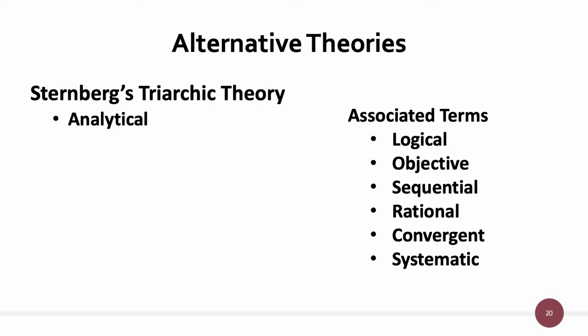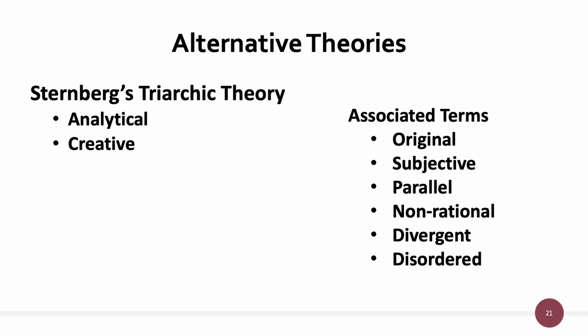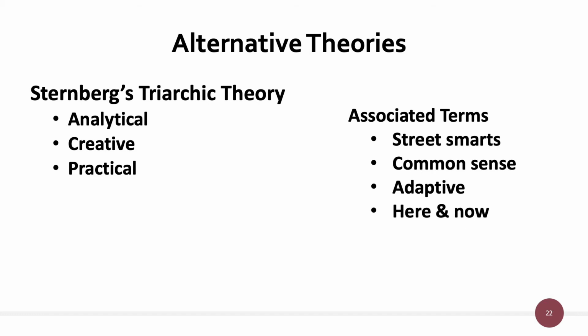of solving problems. Creative intelligence involves the ability to think about challenges in new and original ways. Some associated terms include being original and subjective in the process of solving problems, using parallel and non-rational methods, and seeking divergent solutions in a somewhat disorganized manner. Practical intelligence focuses on solving problems in everyday context. Some associated terms include having street smarts or common sense, being adaptive, and concerned with the here and now.